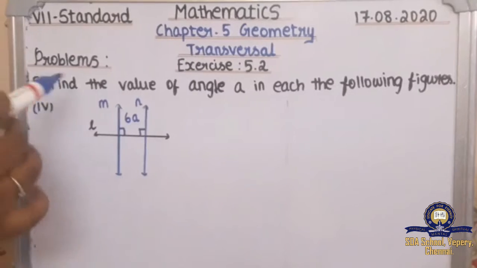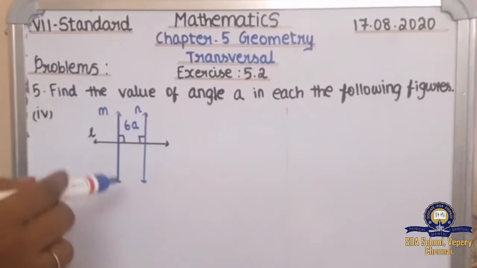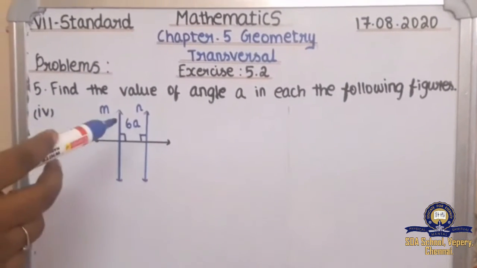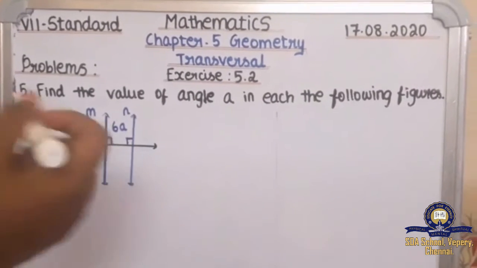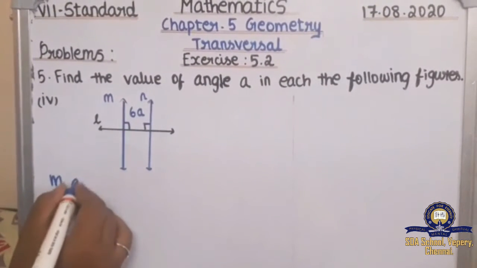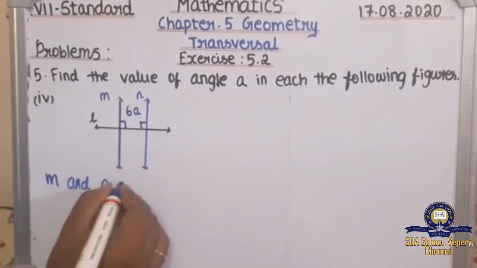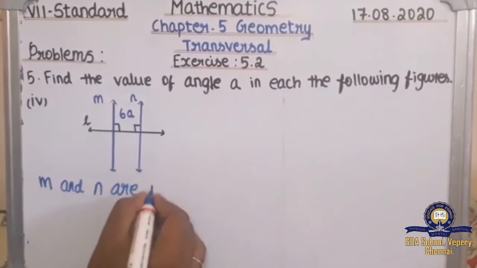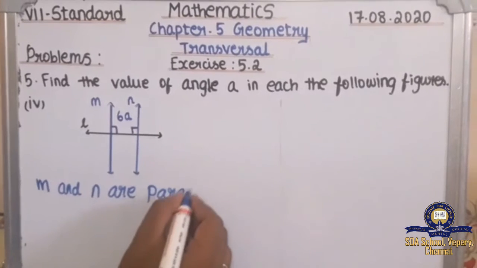Here they have given the figure. The lines look parallel. And how is the L? L is known as the transversal. Therefore, we can write the first point as: M and N are parallel lines.